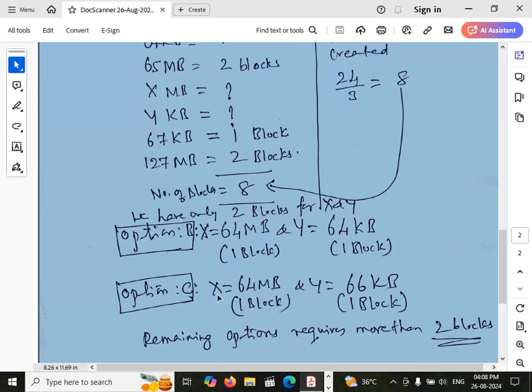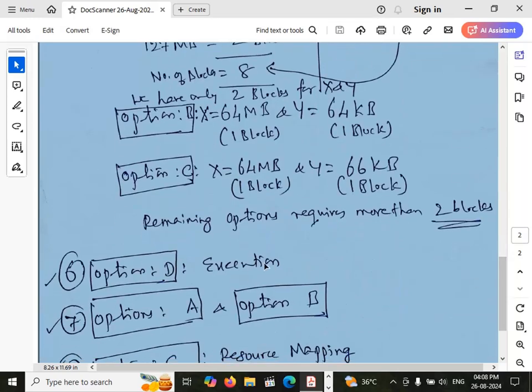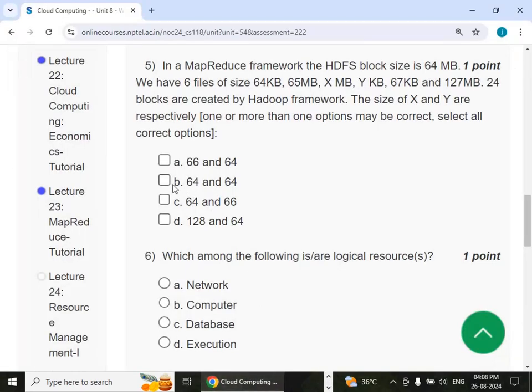Next, option C also, x equal to 64 MB, that requires 1 block. Y equal to 66 KB, this also requires only 1 block, because 66 KB is less than 64 MB. So both these options satisfy 2 blocks for x and y. Remaining options require more than 2 blocks. Therefore answer is option B and C. Option B and C. Next question, which among the following are logical resources?